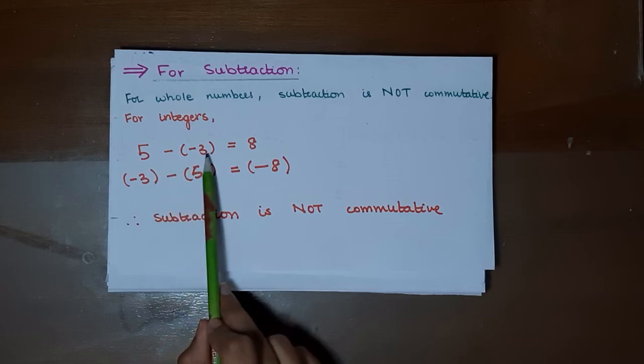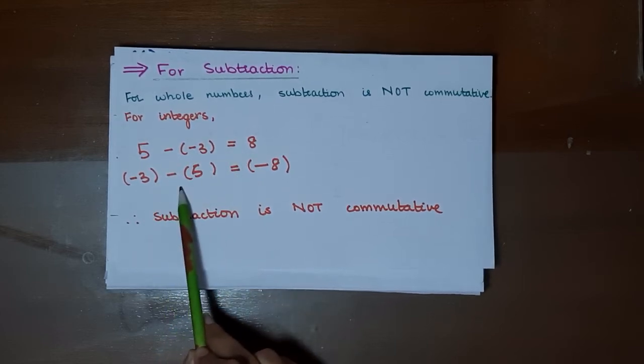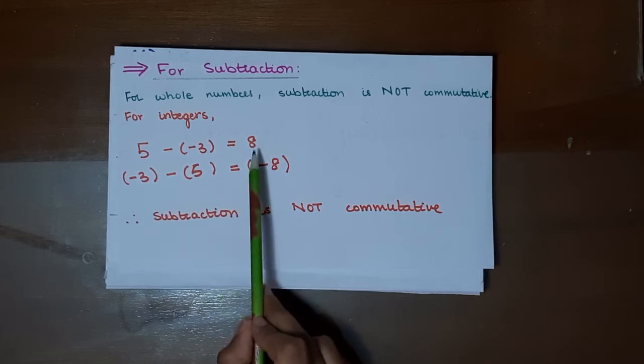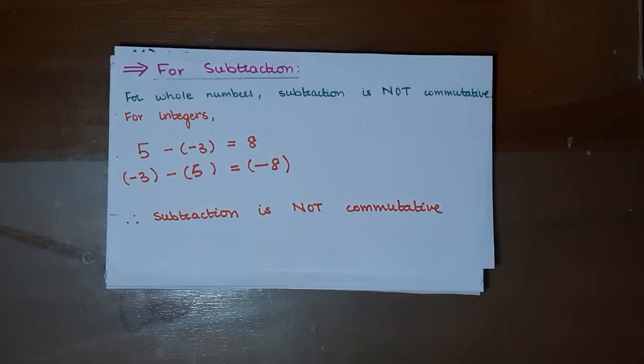5 minus of minus 3 is equal to 8. Minus 3 minus 5 is not equal to 8, but it's equal to minus 8. Therefore, subtraction is not commutative for integers.